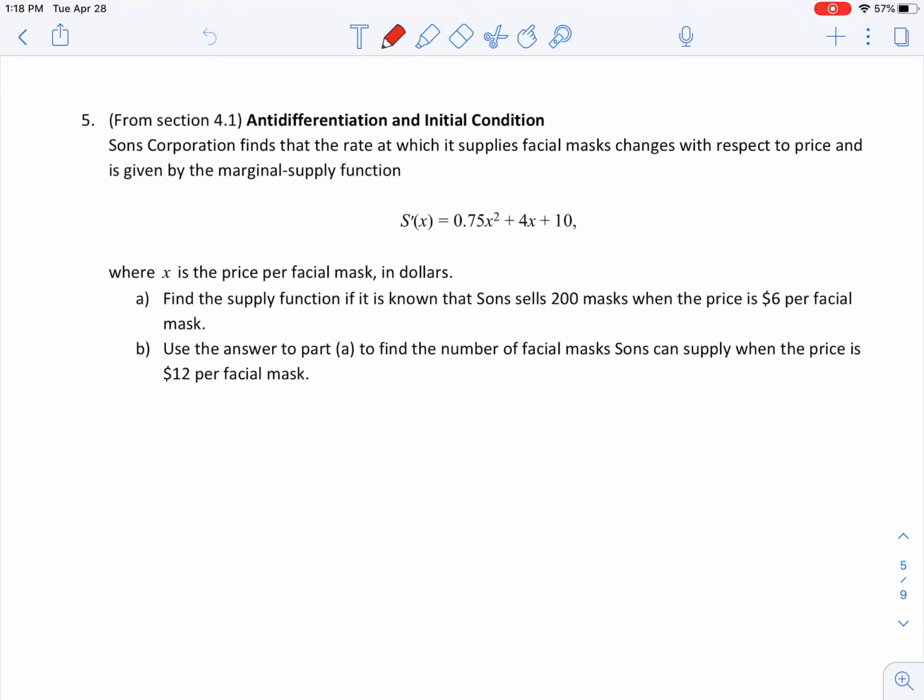All right, I'm going to do number 5 on the exam 3 practice problems. This is from section 4.1, anti-differentiation, initial condition. More of the recent topics that we went over.